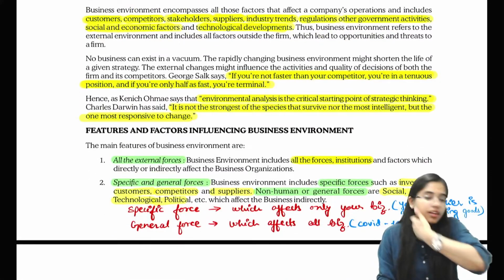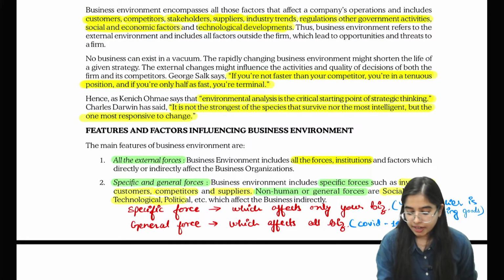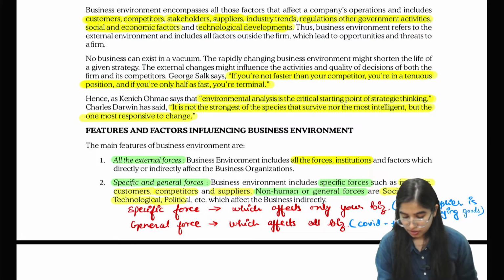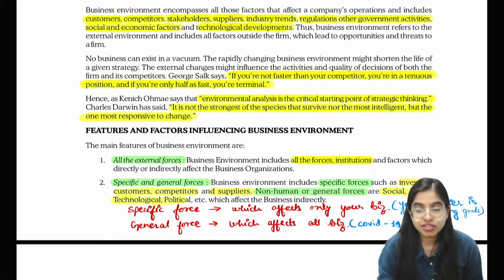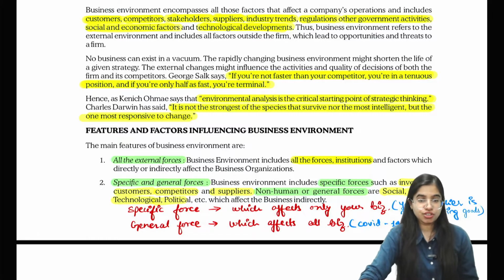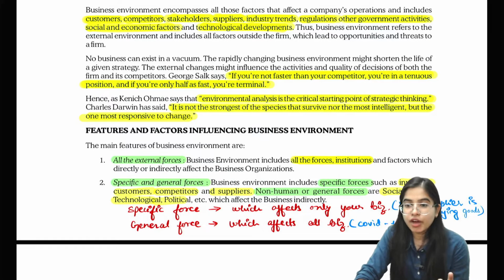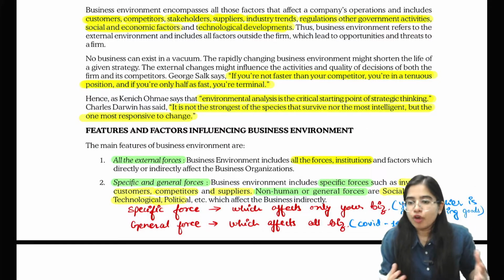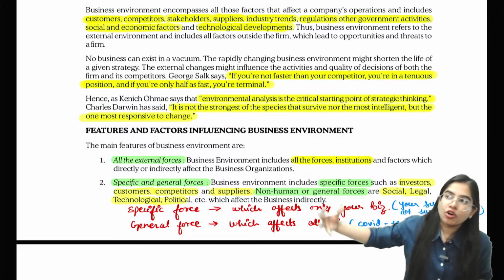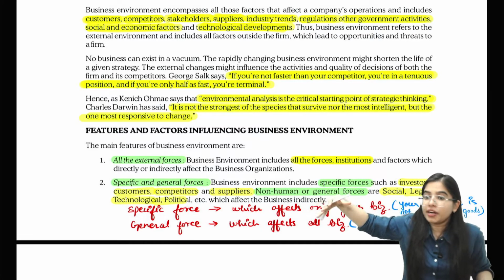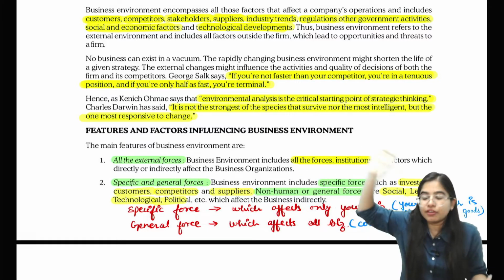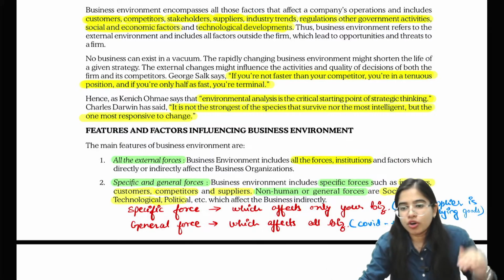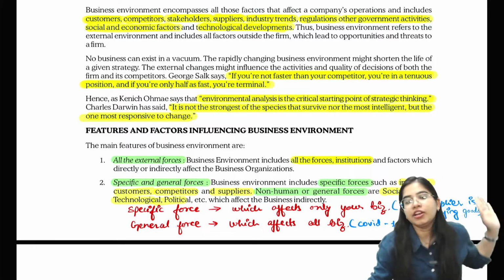Next, some great people have said various lines, like George Sock. If you're not faster than your competitor, you are in a tenuous position, and if you're only half as fast, you are terminal. If you will not change yourself according to the environment, according to how your competitors are upgrading. Let's say you are following a manual, labor intensive technique, and your competitor has upgraded to machine intensive, capital intensive, upgraded all machines. If you will not upgrade yourself, you will fail in your business.